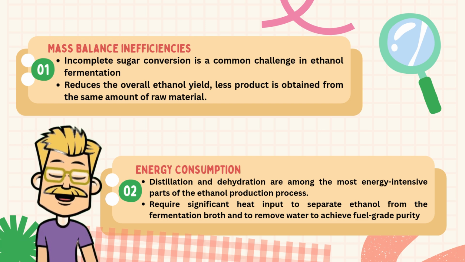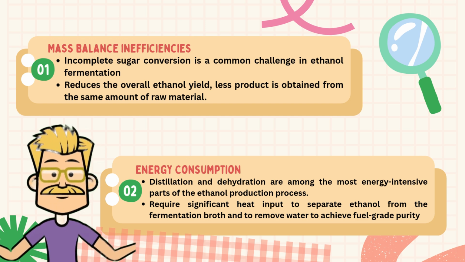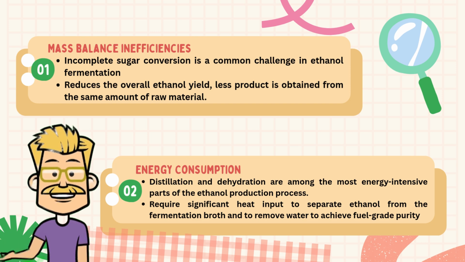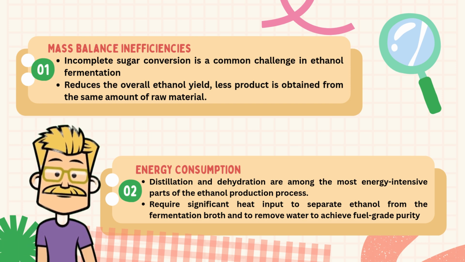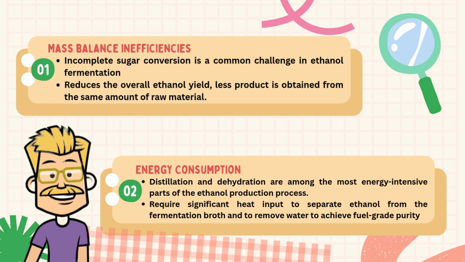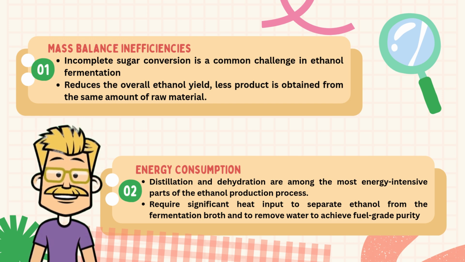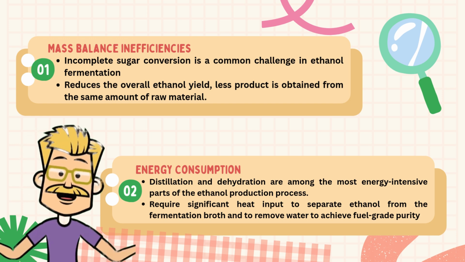Another big challenge is energy consumption. Distillation and dehydration are the most energy-intensive steps in the process. They require a lot of heat to separate ethanol from the fermentation broth, and even more energy to remove water and reach fuel grade purity. So both incomplete sugar conversion and high energy use are important issues that affect the efficiency and sustainability of ethanol production.